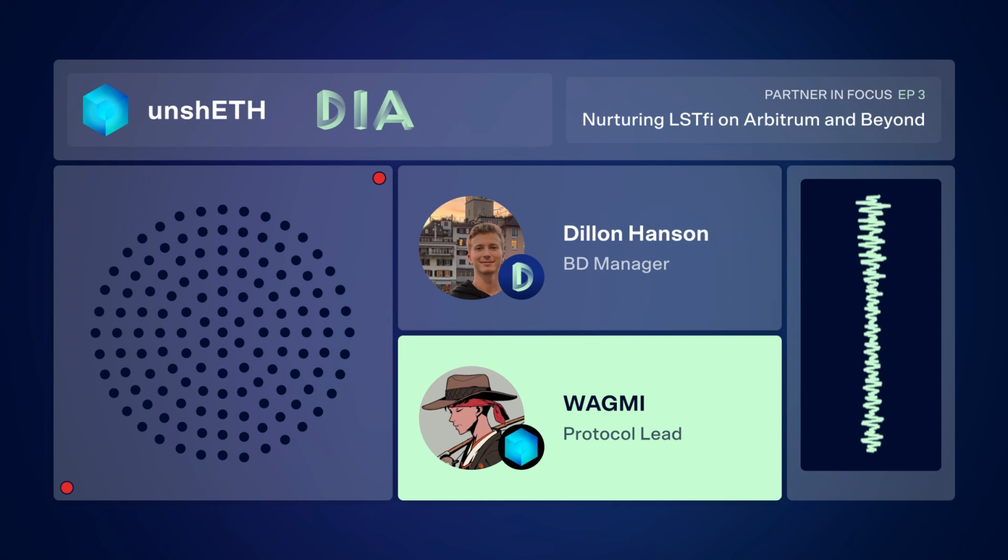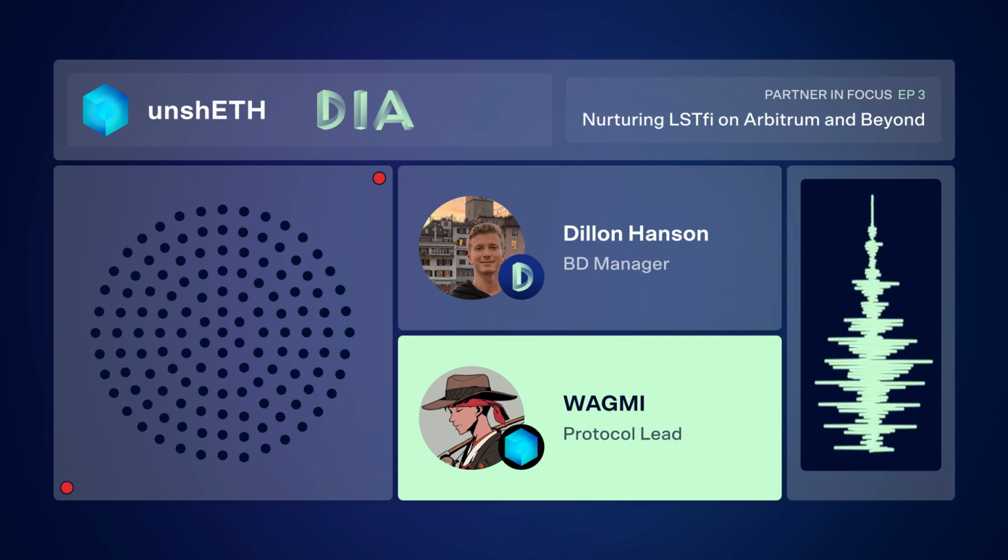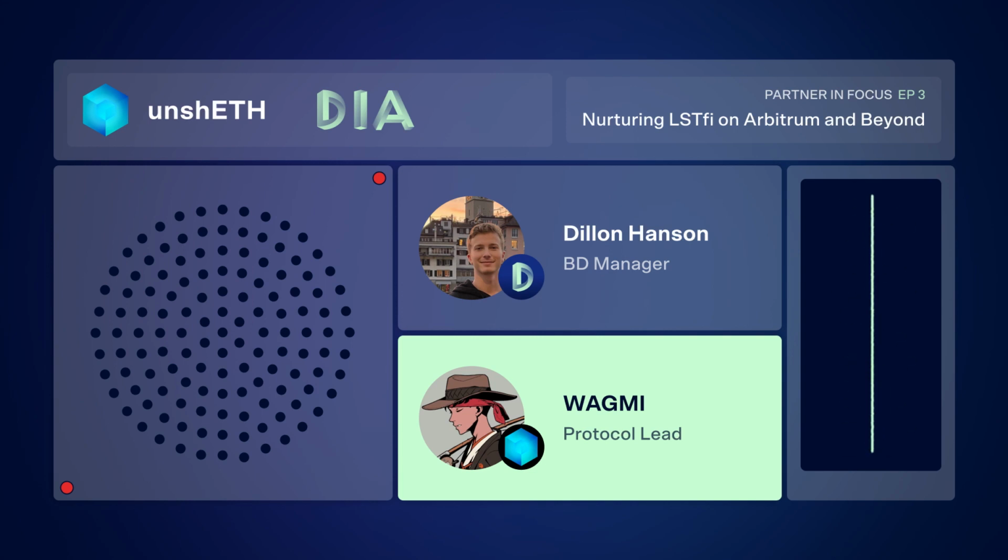Similarly, for us, we work with LST protocols, and LST protocols provide incentives to include their LST into the Unsheth basket. So right now we have Anchor, Swell, and very soon Stader Labs ETHx, which will be providing co-incentives to essentially our governance participants. So yeah, that's really how the token works.